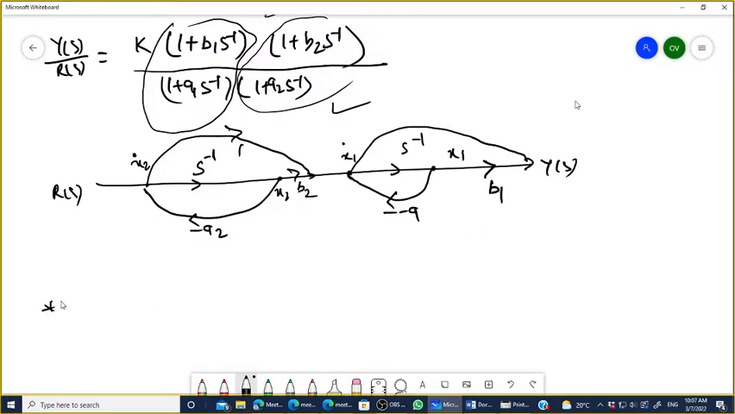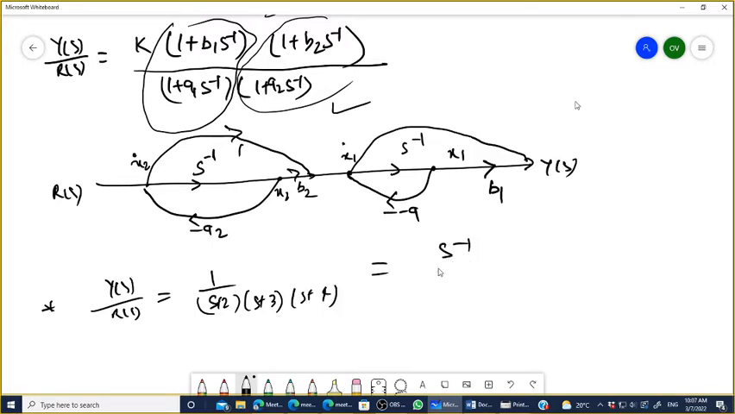Let's say we have one example: Y(s)/R(s) is equal to 1/(s+2) times 1/(s+3) times 1/(s+4). So it can be represented as s inverse/(1+2s inverse) times s inverse/(1+3s inverse) times s inverse/(1+4s inverse). Am I right? Yes or no? Can we represent it like this?